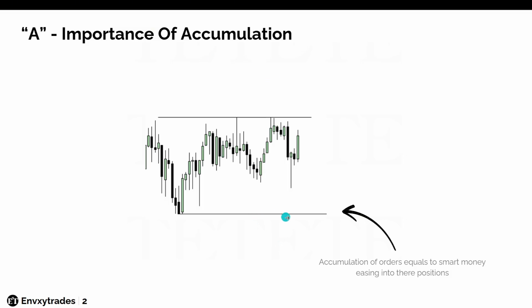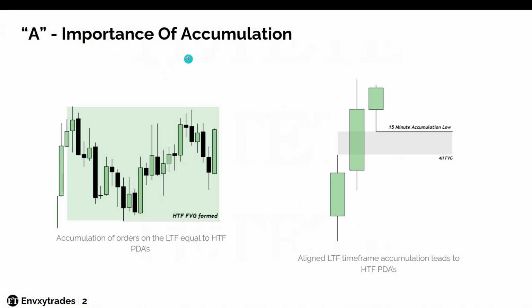So why does accumulation actually occur? All accumulation is just smart money positioning themselves and easing into their position slowly, creating liquidity up here and creating liquidity down here. Another important thing of accumulation is when an accumulation happens on the lower time frame, it equals a higher time frame PD array. So this lower time frame 15-minute accumulation equals a higher time frame PD array. Below the low of the accumulation range, a higher time frame fair value gap is formed, and the higher time frame fair value gap here is a 4-hour fair value gap because that is our aligned lower time frame accumulation.